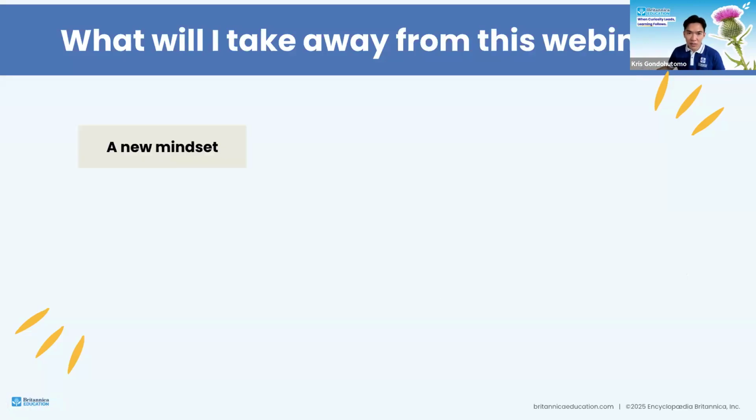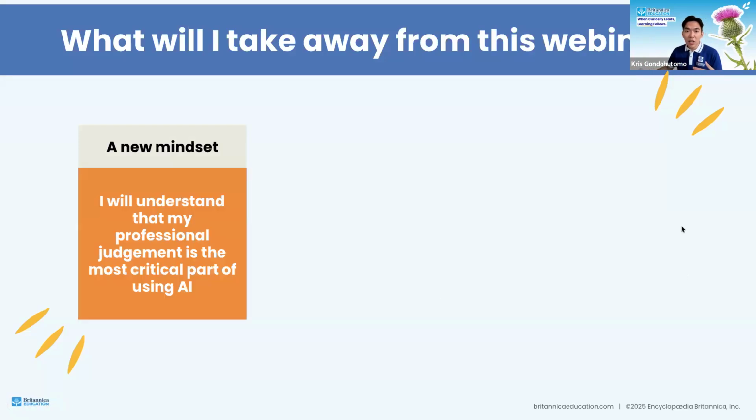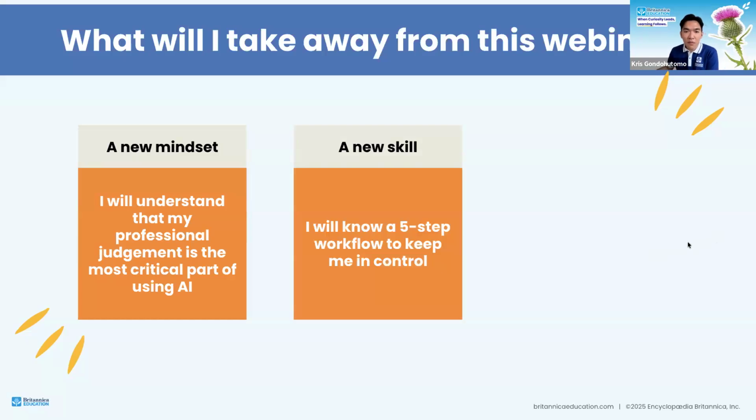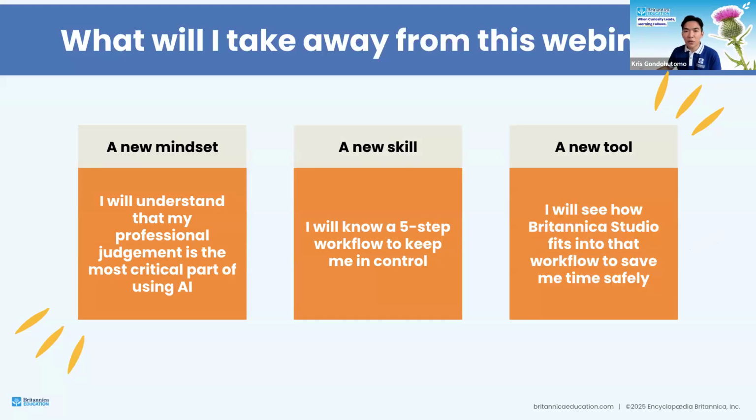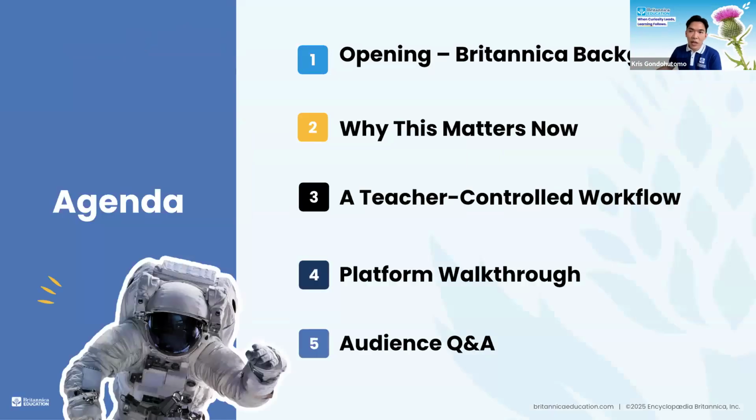The first one is a new mindset. You will understand that your professional judgment is the most critical part of using AI. I'm going to repeat that again. Your professional judgment is the most critical part of using AI. And then second, you're going to get a new skill. You will know a five-step workflow to keep yourself in control. And then, of course, a new tool. You will see how Britannica Studio fits into the workflow to save your time safely.